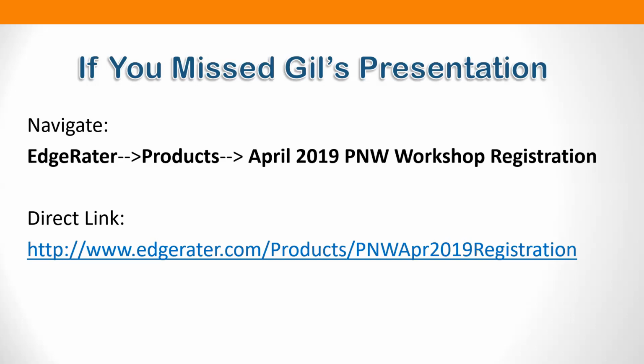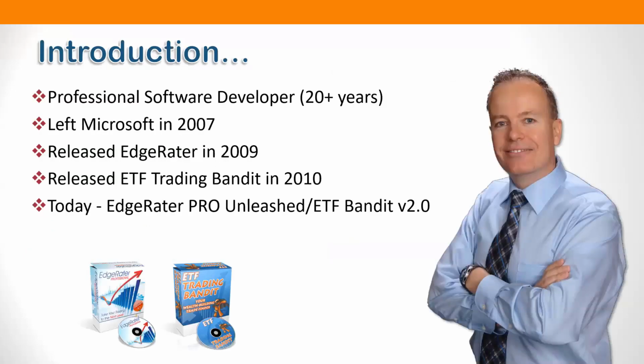So I see a few new people online, so just a little introduction about myself. I've been developing software professionally for over 20 years. I worked at Microsoft. That's why I'm here in Seattle. I used to live in Canada, and then before that I lived in England. You may be able to tell through my accent, although I believe I'm sounding very American these days. I released the program EdgeRater in 2009 after I left Microsoft, and then in 2010, I released a program called ETF Trading Bandit. So there are two products basically within the EdgeRater product suite.